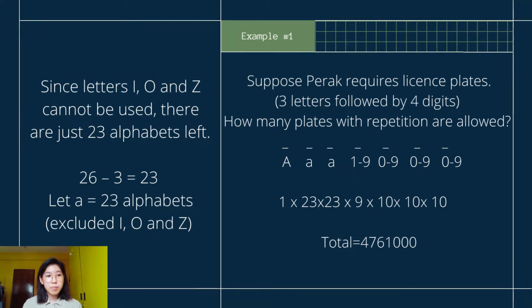For the following examples, we will be using Perak as the state. First example, we assume that the car plate is 3 letters and 4 digits with repetition. So the first character must be uppercase A. Then we let lowercase a be the 23 alphabets. So 1 times 23 times 23. The first digit must not be 0. So 9 times 10 times 10 times 10, which equals 4761000.